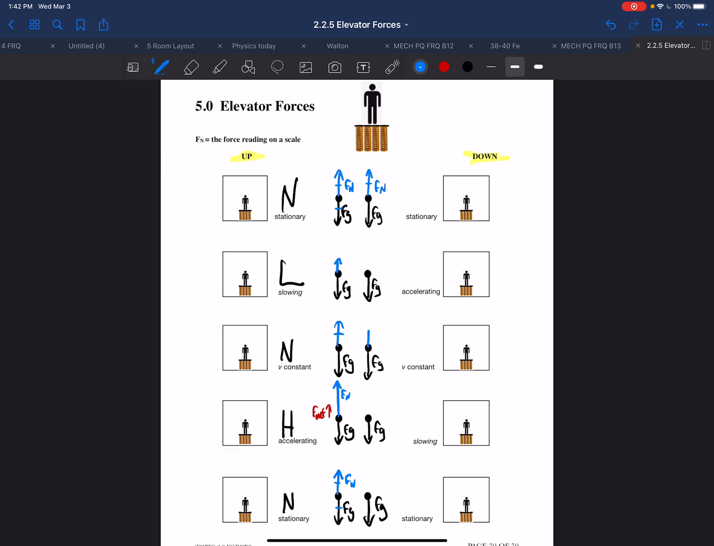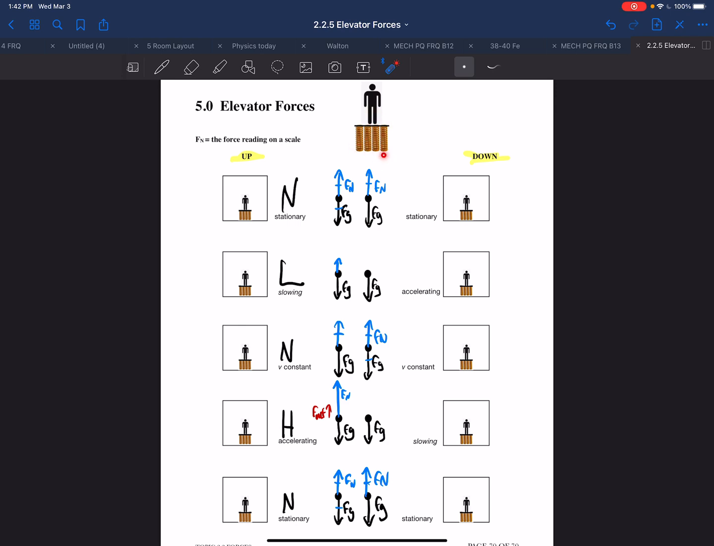And when it's constant, in the middle of the journey, we also know the force of normal and the force of gravity will be equal and opposite to each other because the velocity is constant. There's no acceleration. And at the bottom, when we are stationary, again, the acceleration is 0, so the normal force is equal and opposite to the force of gravity. So the challenging part is to discern what happens in this initial motion.